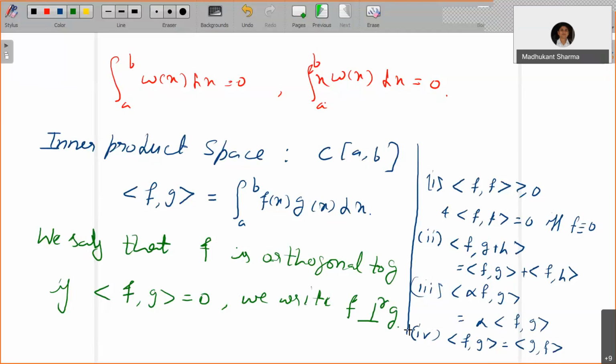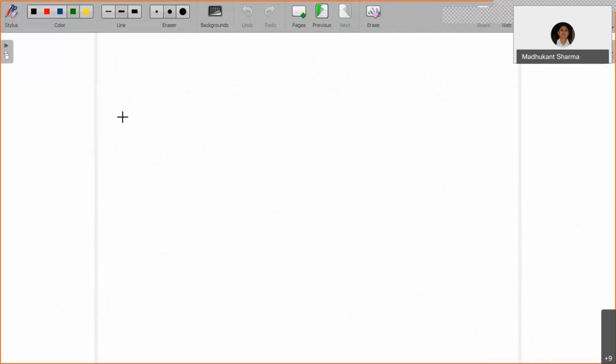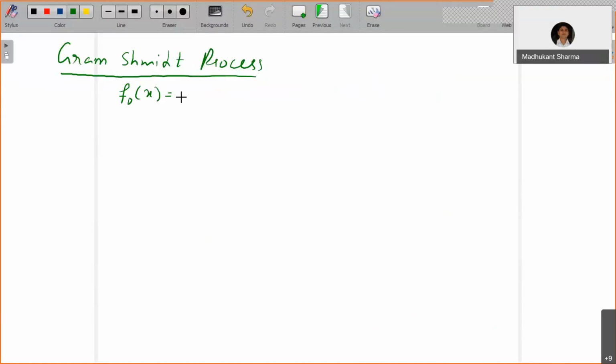Now we want to recall the Gram-Schmidt process. So we are going to apply the Schmidt process, which actually identifies with the given functions. So let's say the functions are f0 of x equals 1, the second function is f1 of x equals x, and the third function is f2 of x equals x squared.